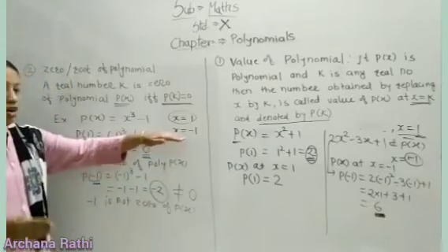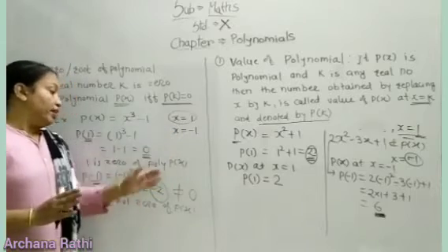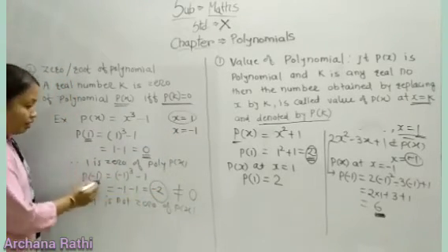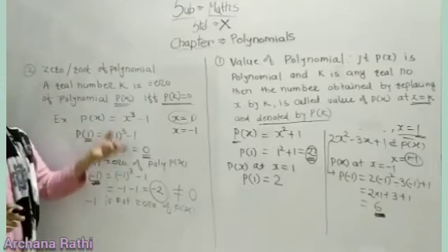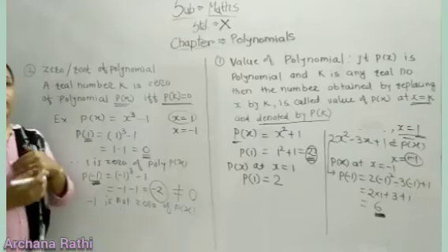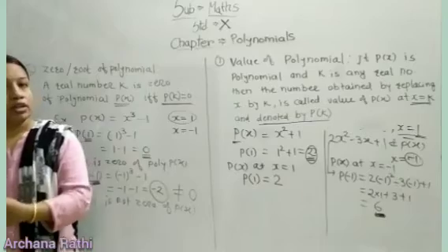And if you are not getting 0, meaning the value of the polynomial is not equal to 0, that means that number is not a zero of the given polynomial. In this type of question, you have to just verify whether the given number is a zero of the polynomial or not.